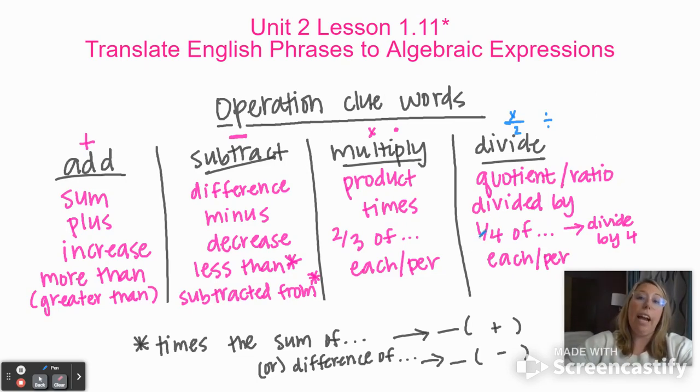Okay, I put fraction of again, but I want you to notice the difference between the fractions. Here in the multiply, the numerator is a number that is larger than 1. So you're going to multiply by that fraction.